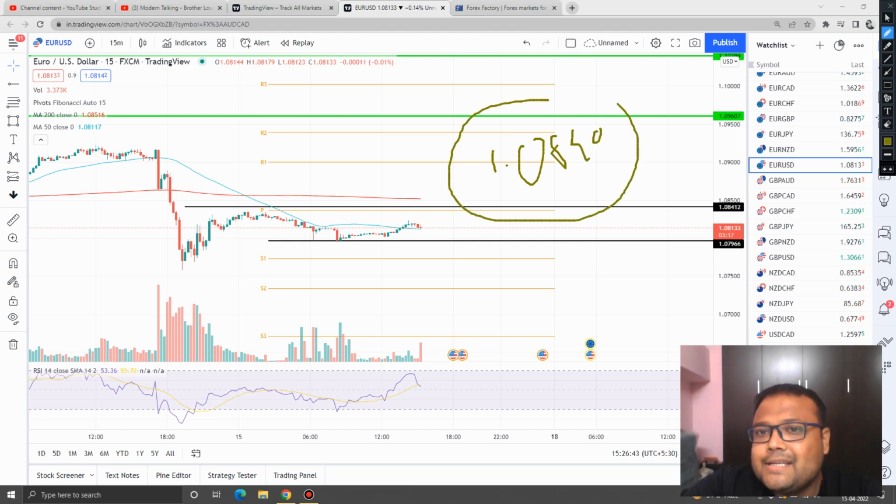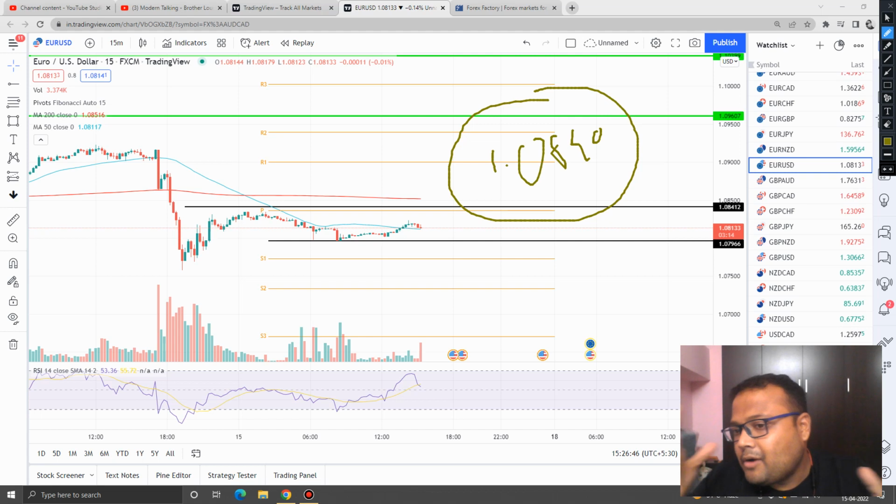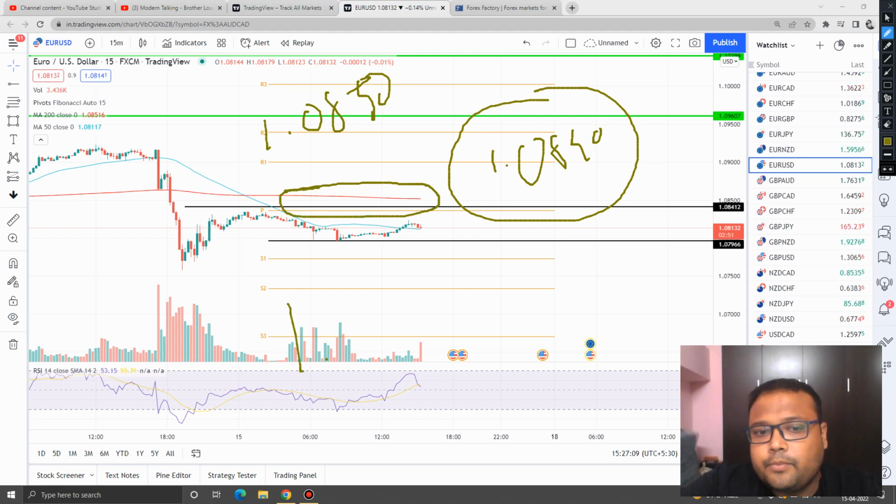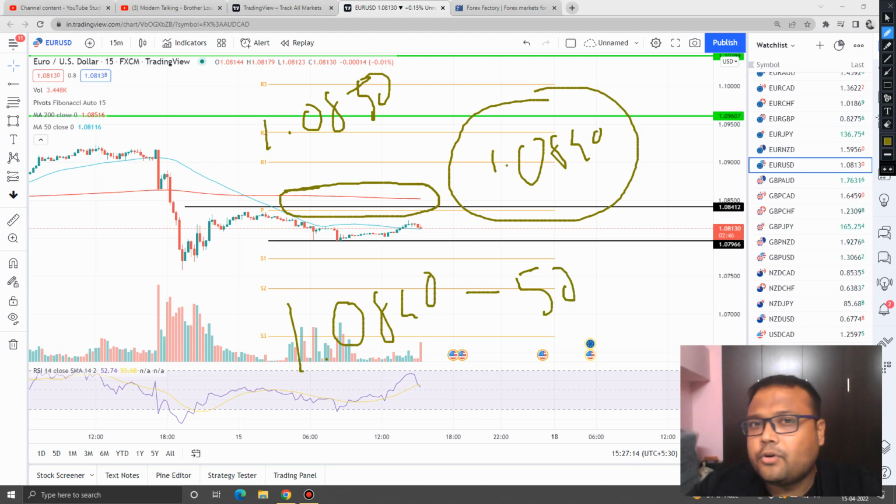We have 1.0840 on the upside as resistance. If the same amount of volatility continues in the market, then there is a high chance that if market goes up, market will be reversing from 1.0840. If it crosses it, then we can expect it to cross from 1.0850. So overall, 1.0840 to 50 is a resistance zone in the market. So if market goes up, there's a good chance of market reversing from there.